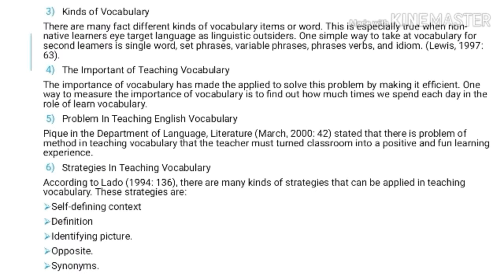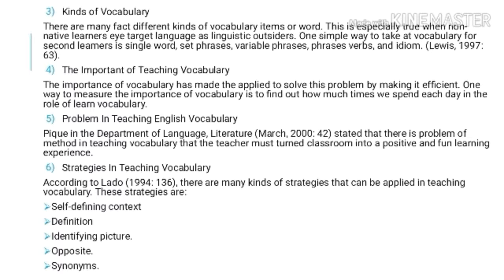The third, kinds of vocabulary. There are many different kinds of vocabulary items or words. This is especially true when learners approach the target language as linguistic outsiders. One simple way to look at vocabulary for second language learners is single words, set phrases, variable phrases, phrasal verbs, and idioms. Fourth, the importance of teaching vocabulary. The importance of vocabulary has made teachers look for ways to solve this problem, making it efficient.